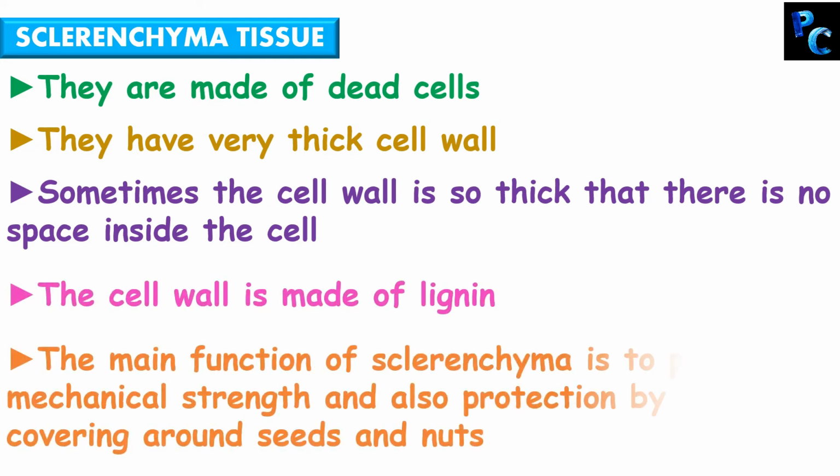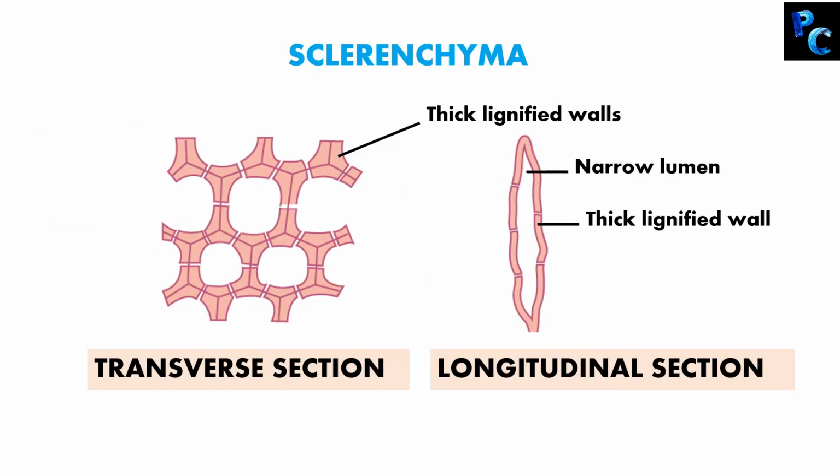The main function of sclerenchyma is to provide mechanical strength and also protection by forming covering around the seeds and the nuts. This is the structure of sclerenchyma. Again, we see the transverse structure on the left side and the longitudinal structure on the right side. Can you see how thick the cell wall is? And as a result, the inside of the cell is very narrow.